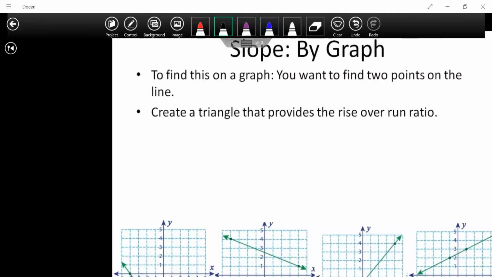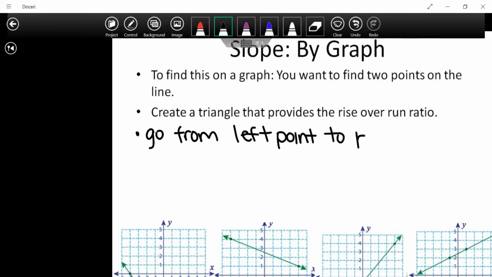Okay, and I'm always going to put this on the bottom too as well. Go from left point to right point. Yes, you can go backwards, but it always helps you if you do it this way.